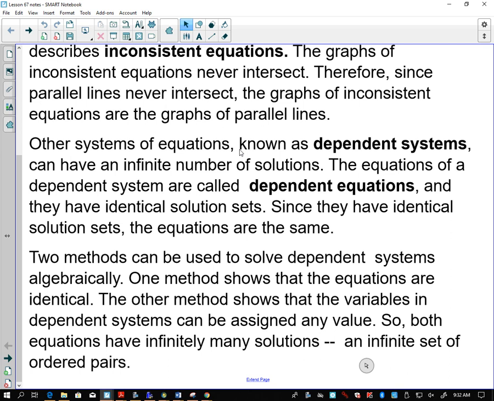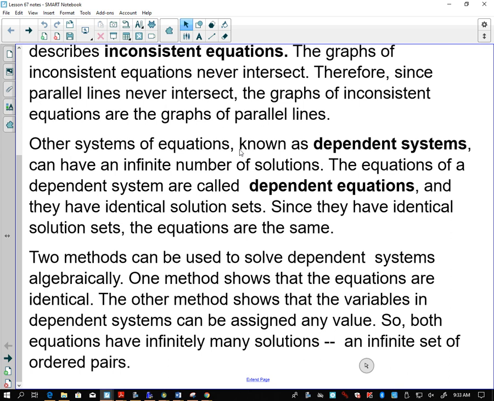The equations of dependent systems are called dependent equations, and they have identical solution sets. If we solve them for their y-intercept form, we would find that they have the same slope and the same y-intercept. Okay, so no matter what I plug in for x and y, it's going to solve both equations the same way. Since they have identical solution sets, the equations are the same equation whenever they're simplified.